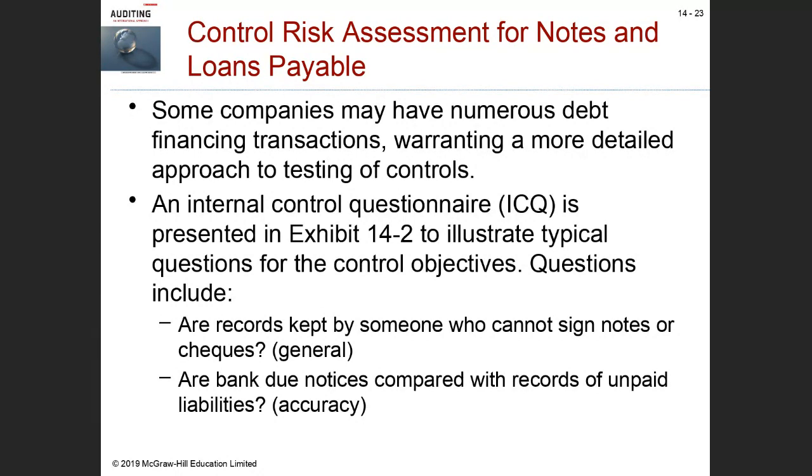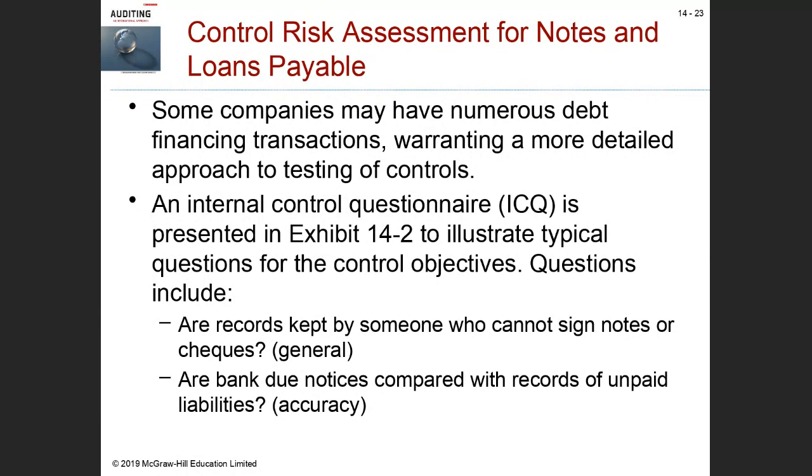So they mentioned a couple points at the bottom. It says the questions on that control questionnaire are records kept by someone who cannot sign notes or checks, right? So in accounting for debt, we wouldn't want a company to be able to issue debt and then have that same person sign checks to pay the debt. Otherwise, they could borrow money personally, record it as a company debt, and then have the company make the payments on what is really their personal debt. That would be a poor segregation of duties.